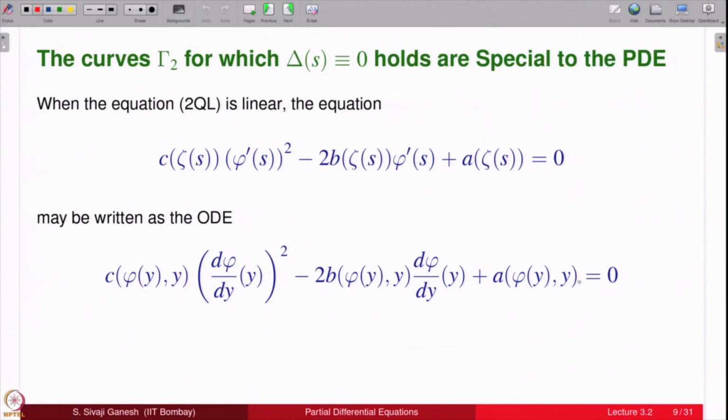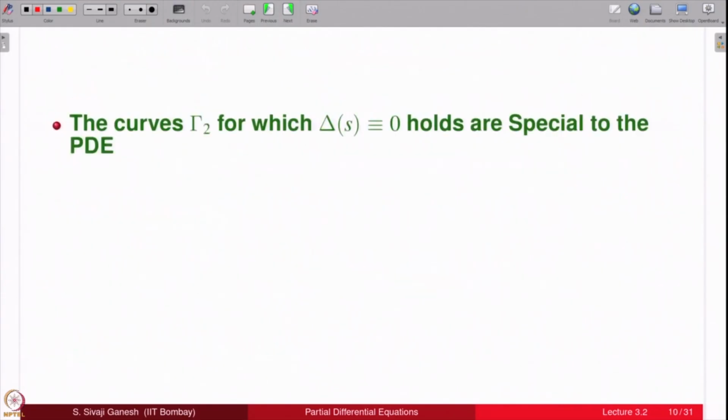and coefficients will involve only two variables now because we have a linear equation. So, one can hope to solve this for phi. Then we would have got the curve x equal to phi y, where phi is a solution of this ODE, a curve along which delta s is identically equal to 0, or there are troubles in solving for higher order derivatives. In other words, along these curves there is some problem to determine higher order derivatives of the solution or of a possible solution.